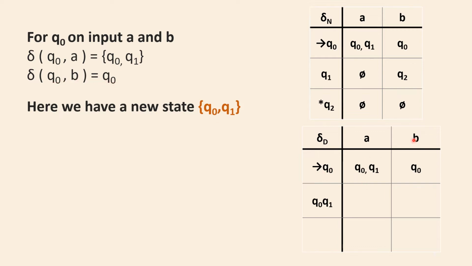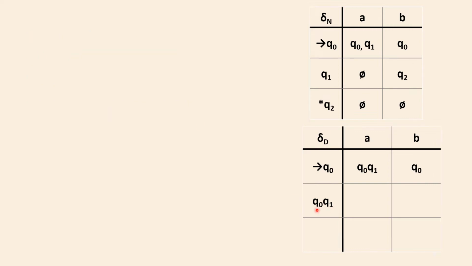So Q0 on input B is going to Q0, where we have a new state, that is Q0 Q1. So here we are writing Q0 Q1. This is going to be a single state now. So Q0 Q1 is considered to be the new state.